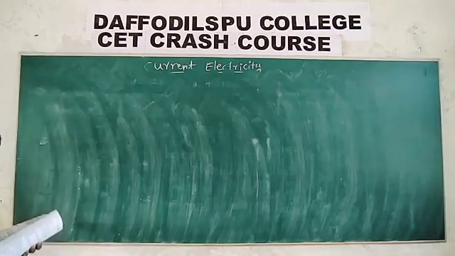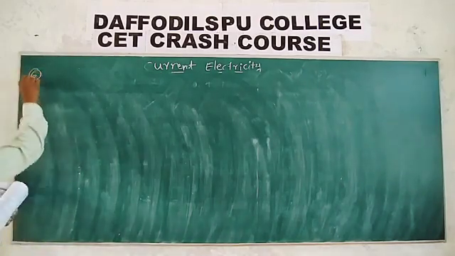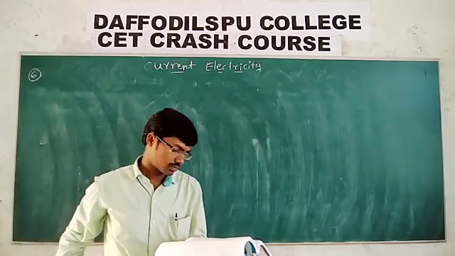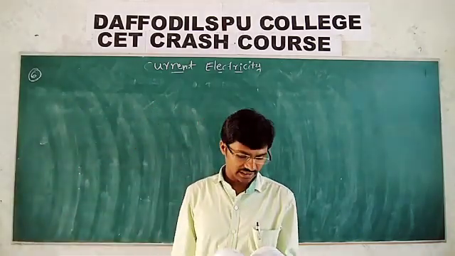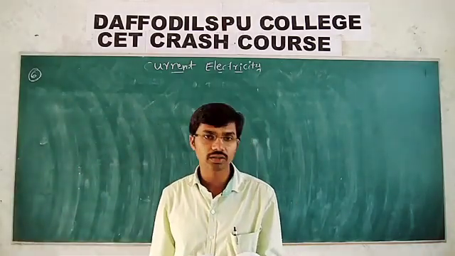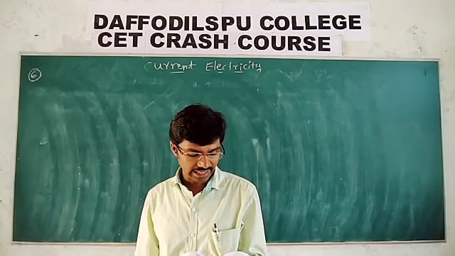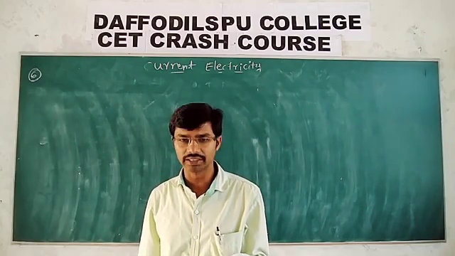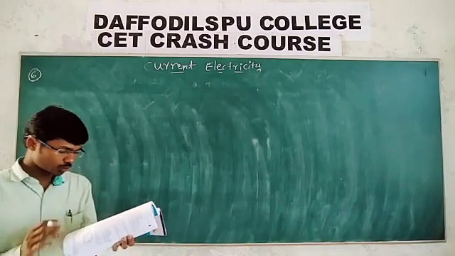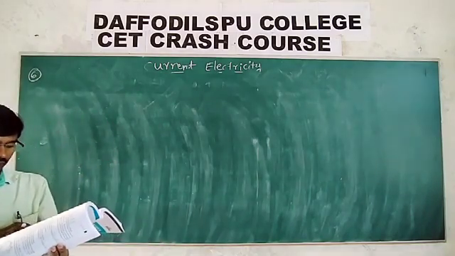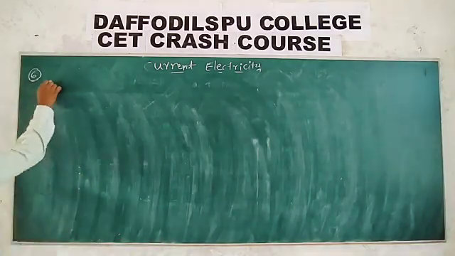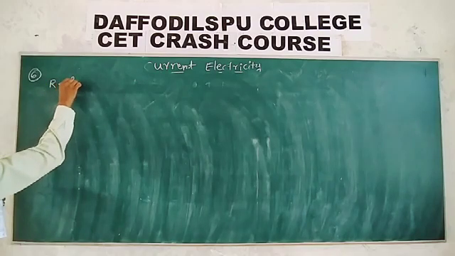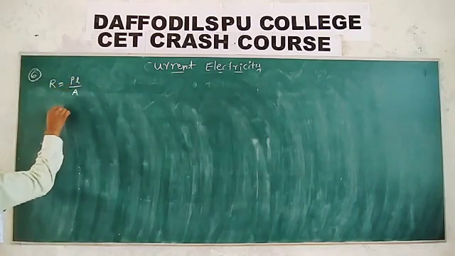Next, sixth one. A certain piece of copper is to be shaped into a conductor of minimum resistance. Its length and diameter should be respectively what? To have minimum resistance, what is the formula for resistance? R is equal to rho L by A.